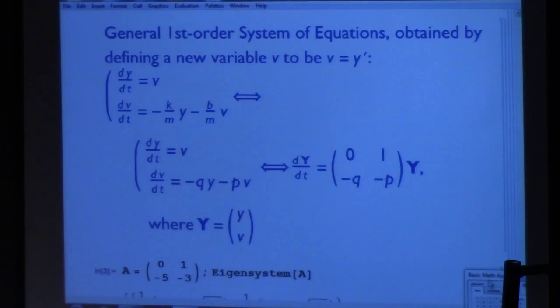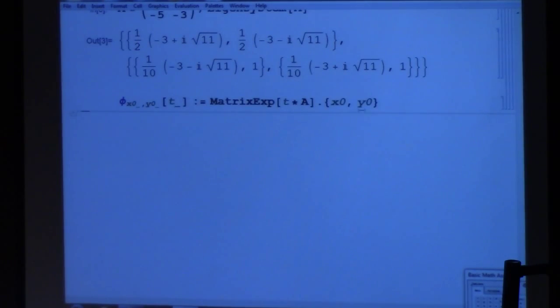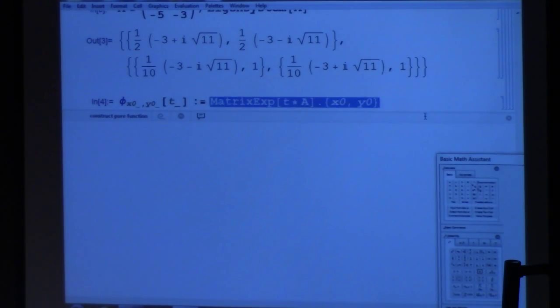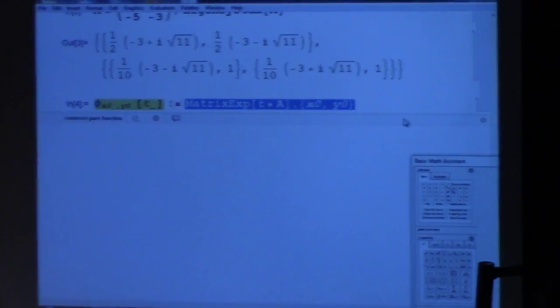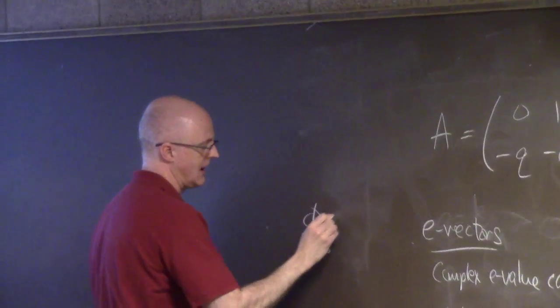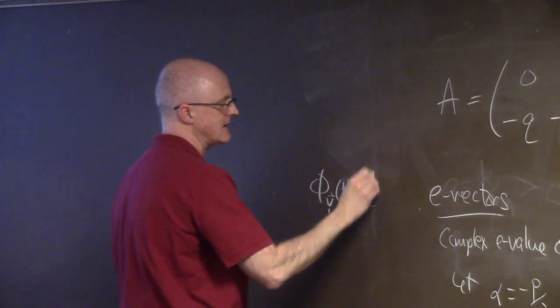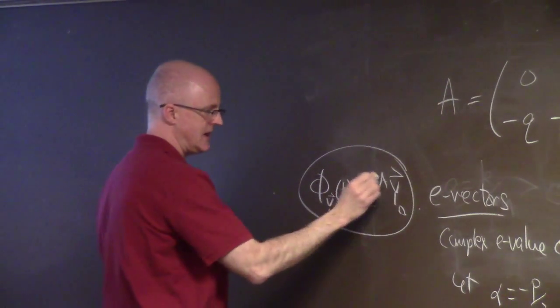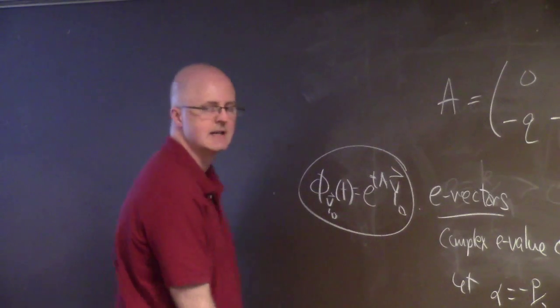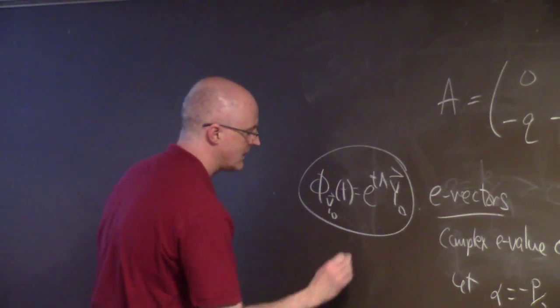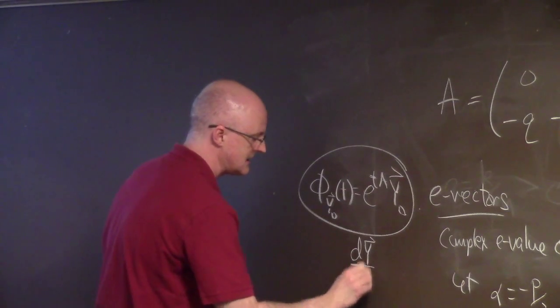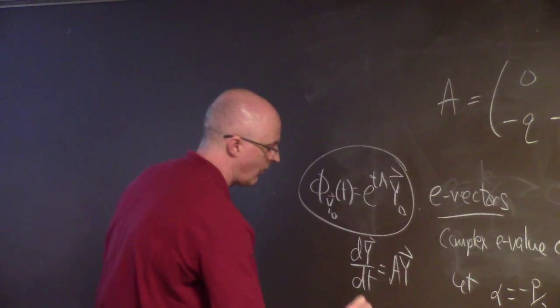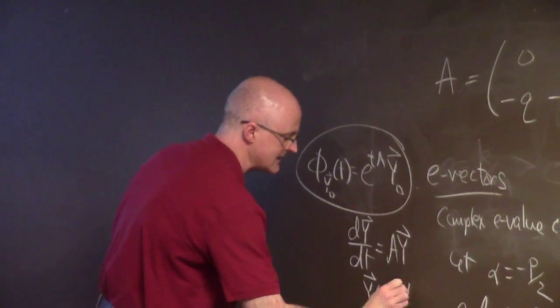This is my A down here. I've got my A entered. That is, again, the beautiful generalization that phi sub y0 of t, defined to be e to the t times A times y0, thought of as a function of t for a fixed y0, is the unique solution to the initial value problem dy/dt equals Ay, y of 0 equals y sub 0.